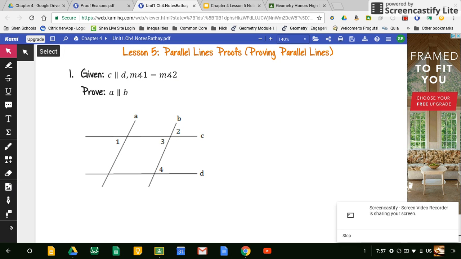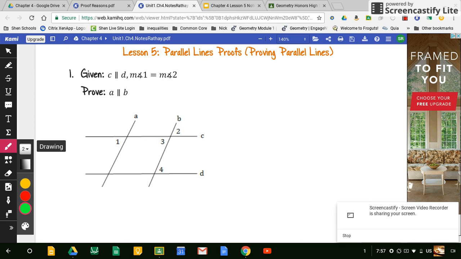So before we do this proof, I will admit I do have a little typo here. When I was copying and pasting this, we don't actually need this given, and you will generally not be given something just to throw you off. So let's just get rid of that one. We don't actually need it. So all we're given is that the measure of angle 1 is equal to the measure of angle 2.